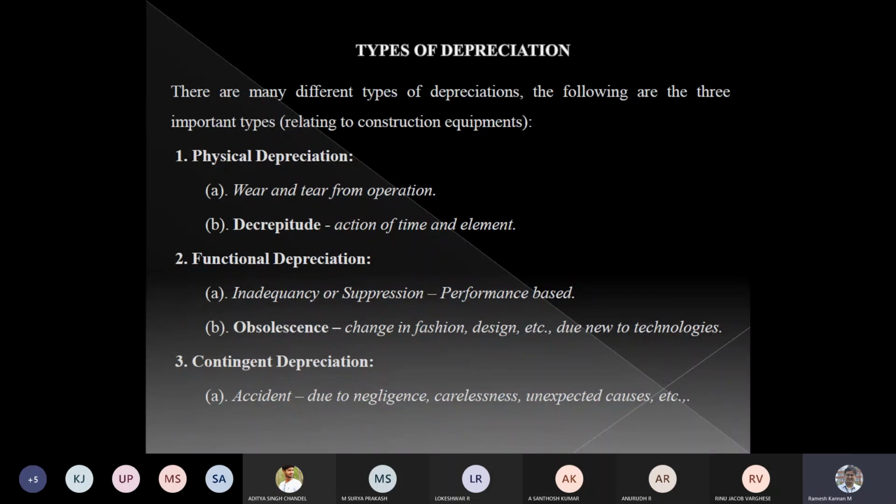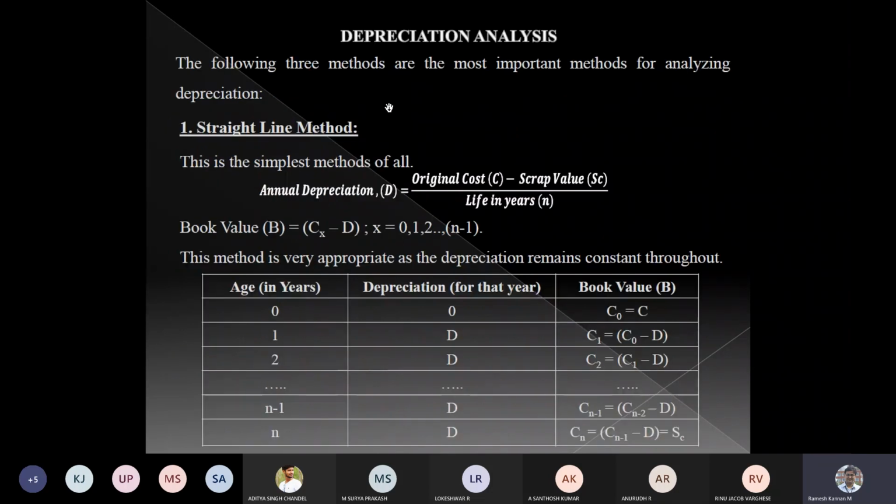Generally, both are three numbers in this lecture, but sometimes when I ask for the method of depreciation, people start writing types, and when I ask types, people swap the answer. So whenever I ask types of depreciation, there are three types: physical depreciation, functional depreciation, and contingent depreciation. Whereas methods are three. I didn't list them.